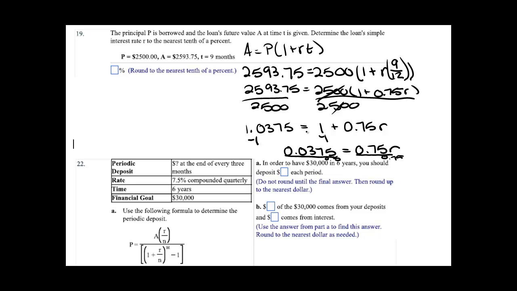And when we do that, we're going to get 0.05 equals R. Well, again, this is the decimal version. It's asking for the percent, so we need to take our 0.05 and move the decimal 2 places to the right, which is the same as multiplying by 100. So 5% would be the interest rate for that one.